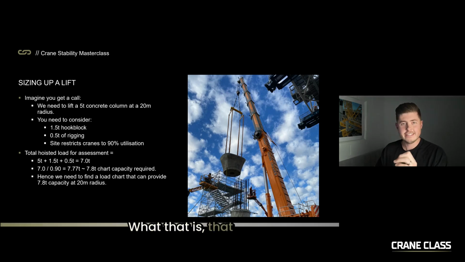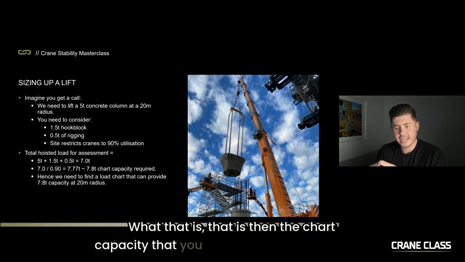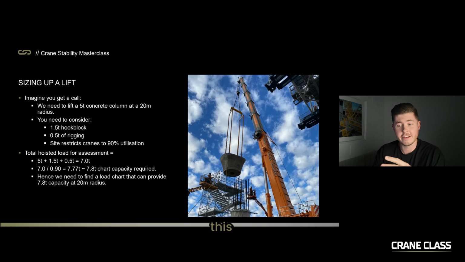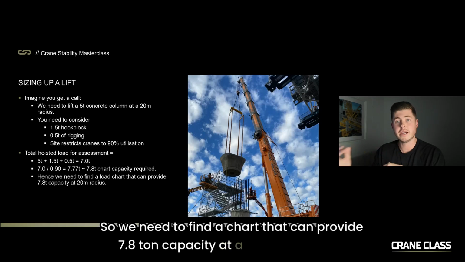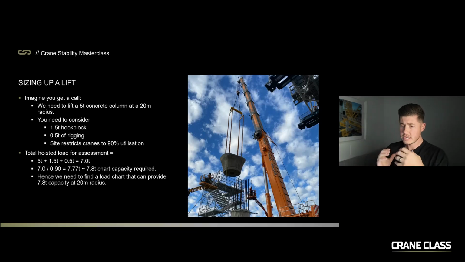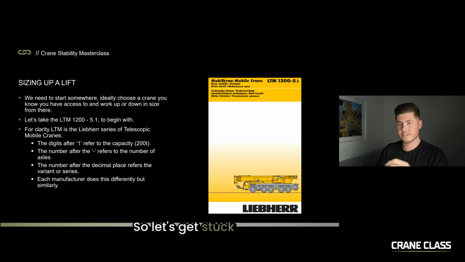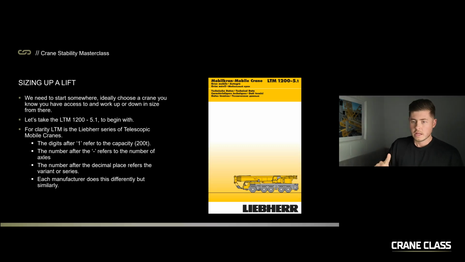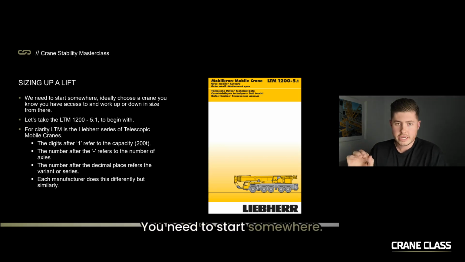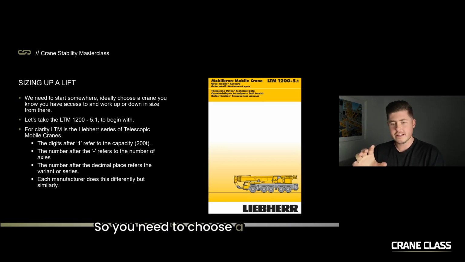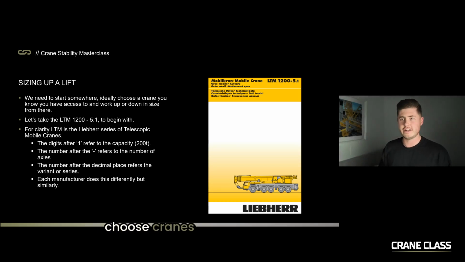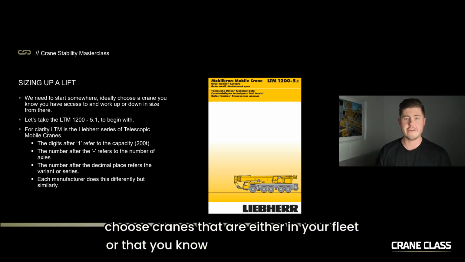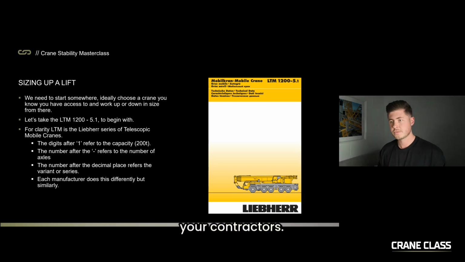That is then the chart capacity that you need to be able to perform this lift. So we need to find a chart that can provide 7.8 tonne capacity at a 20-metre radius. So let's get stuck into doing that. You need to start somewhere. So you need to choose a crane that you think might be in the ballpark, and you'd usually choose cranes that are either in your fleet or that you know you have access to with your contractors.